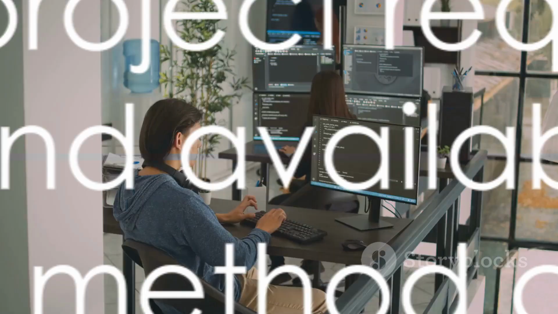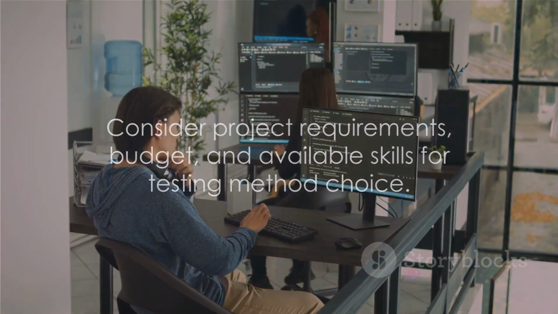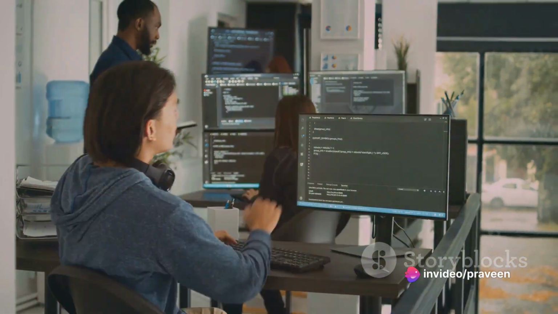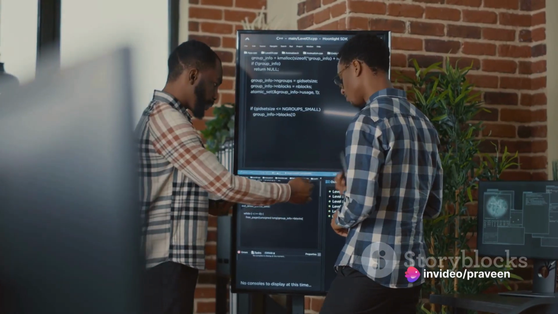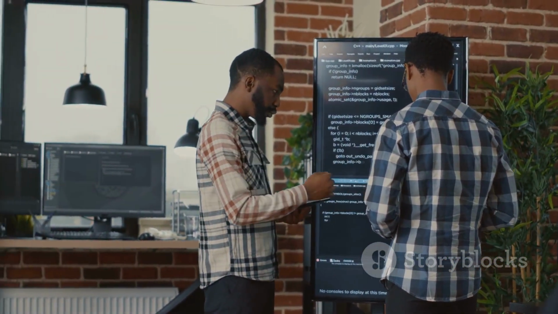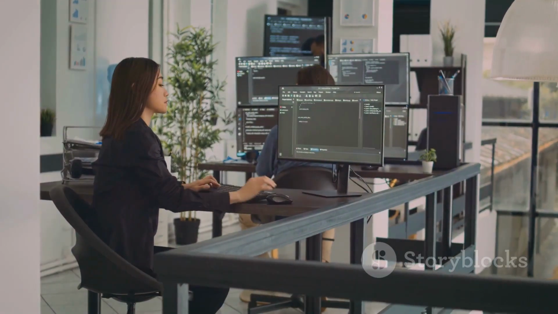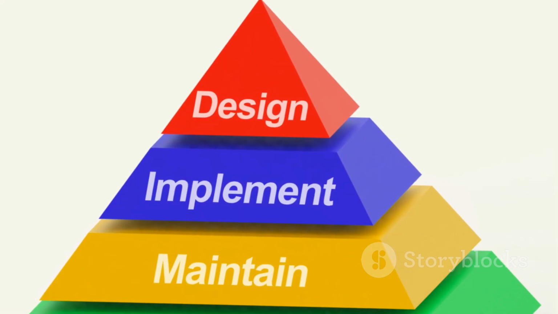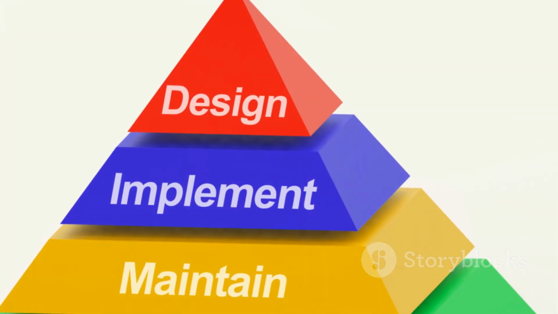So the choice between manual and automated testing depends on various factors such as the project requirements, budget, and available skills. Understanding these differences will help make an informed decision and ensure the delivery of high-quality software. In the end, it's all about finding the right balance. After all, the ultimate goal is to deliver a reliable and user-friendly product.